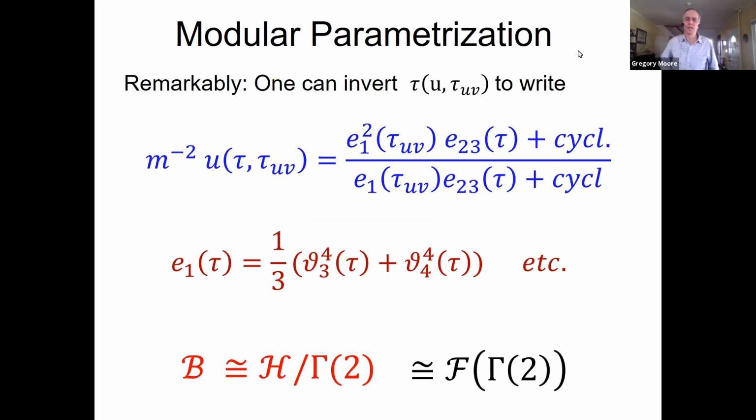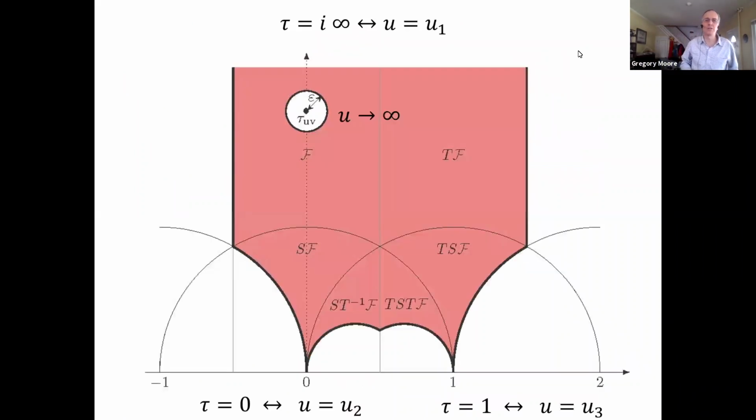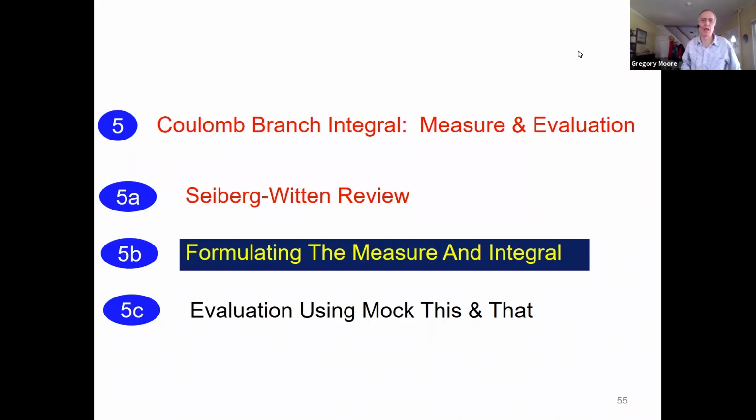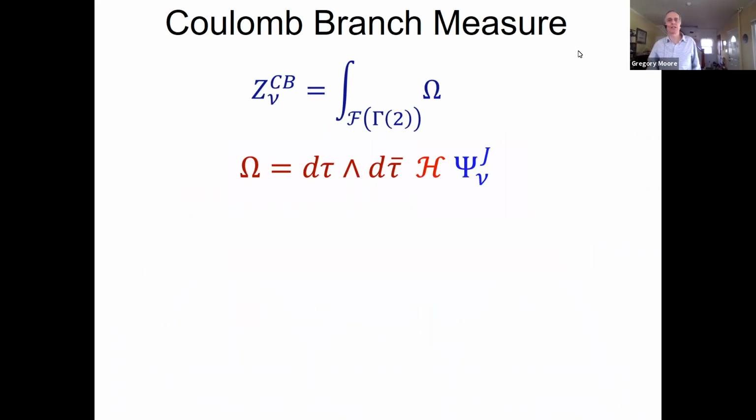So let's choose the fundamental domain for Gamma(2), like this one here. And then the 3 points where the elliptic curve degenerates, where tau goes to i infinity, tau goes to 0, and tau goes to 1, our measure will be singular at those points. And it will also be singular at tau_UV. So we want to integrate over this pink region. So our measure looks a little like this.